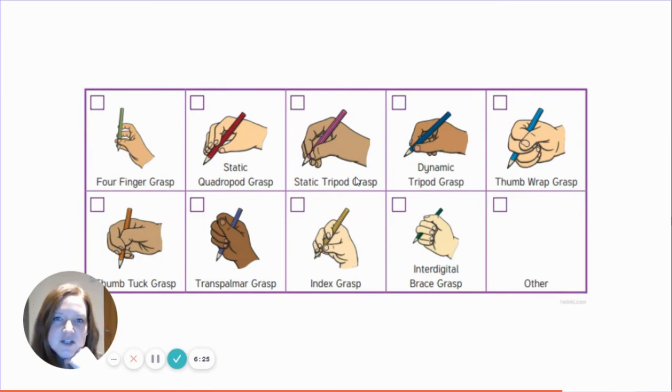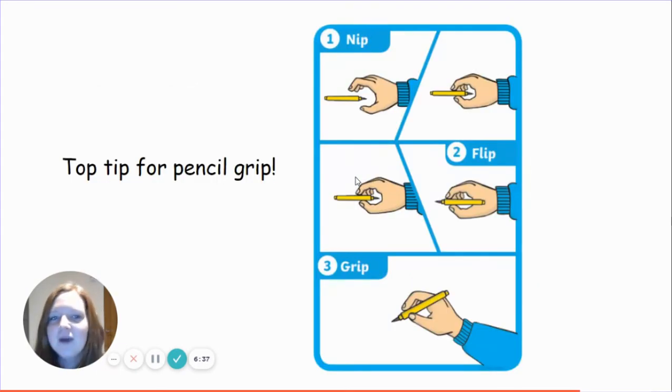Sometimes when you first start to write using those 3 fingers, it does hurt your hand a little bit, but you'll get used to it, okay? But we don't want you to be gripping too tight because that will definitely hurt your hand. Okay, so let's have a look at how you can hold your pencil.